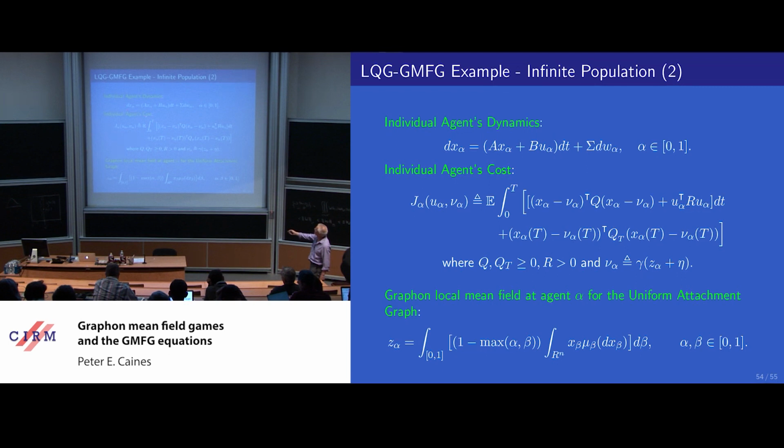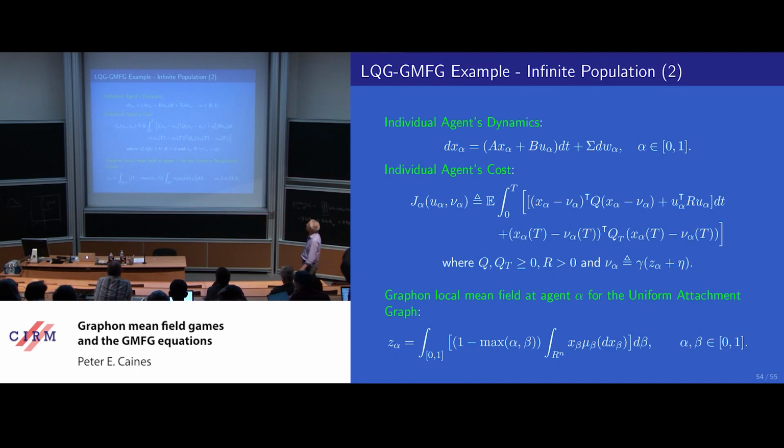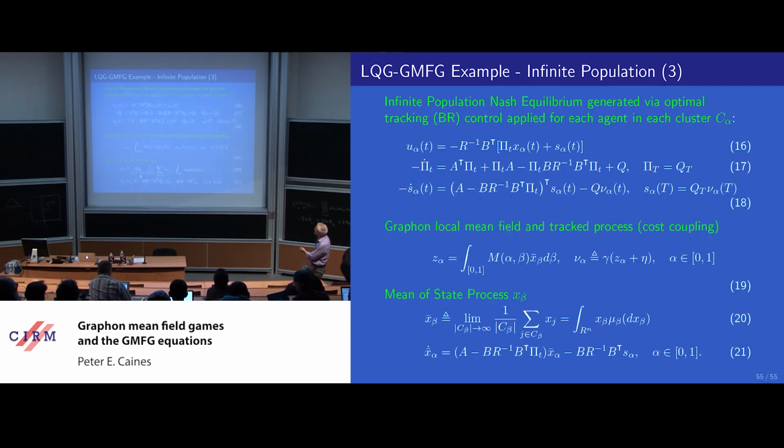Okay, so then we have the individual agent's cost. It looks the same as before, except that the last 2 slides of the talk are here. Here's the individual agent's dynamics. Here's the cost function, looks the same as before. But each agent is dealing with Z alpha. It's tracking Z alpha, which in fact is going to be a weighted mean of the other agents over the network. So here Z alpha is the graphon weighted mean of all the other agents over the network.